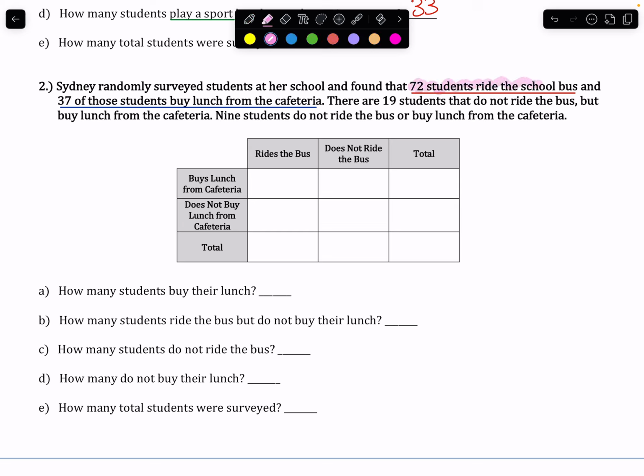If I look down at my two-way table, I see this title here, rides the bus. And this, to me, looks like a total. There are 72 total students who ride the school bus. So that means I'm going to jump all the way down in this column to my total and put in 72.